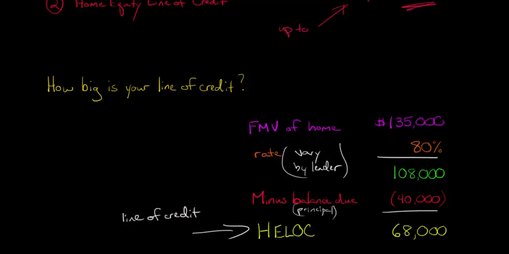$68,000. So again, what I want to emphasize is this is not a lump sum. It doesn't mean they're just going to give you $68,000 and say, okay, pay it back 15 years from now. It's a line of credit. You can tap into it, let's say, anytime in the next 5 years, in the next 10 years. You work that out with your lender, whatever the term is. But at any point up until that time, you can tap into up to $68,000.